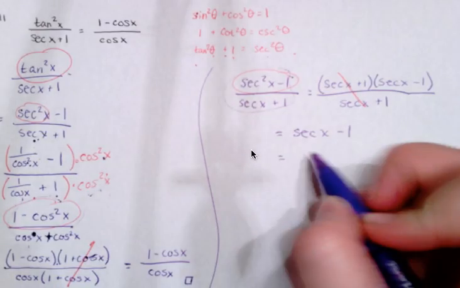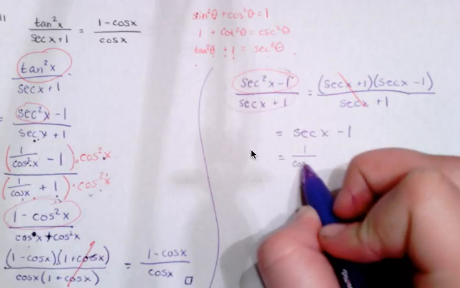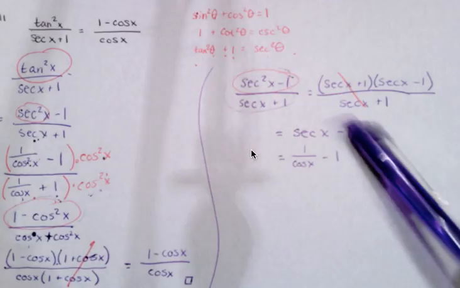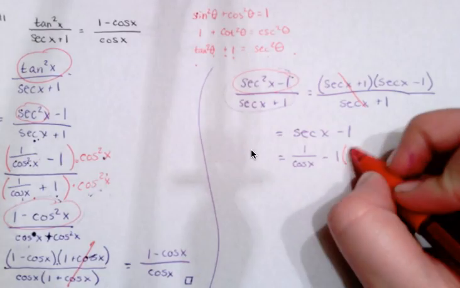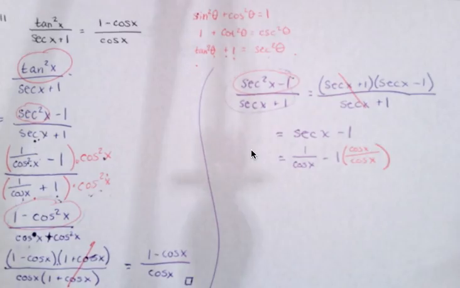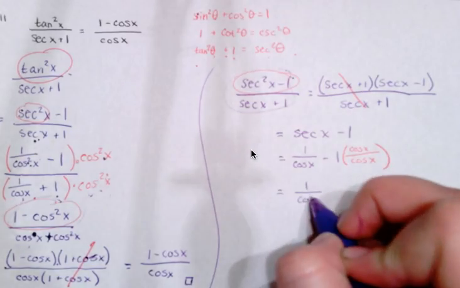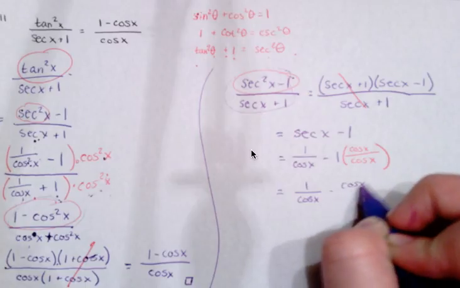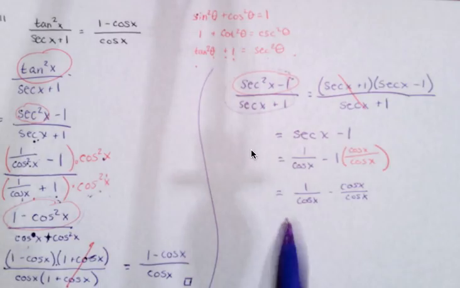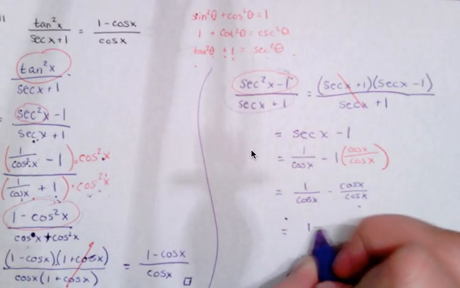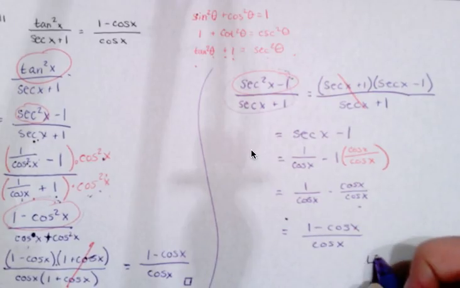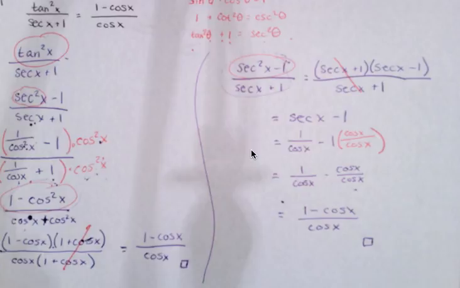We could rewrite that as 1 over cosine of x minus 1. Now, I want a common denominator, so I'm going to times 1 by cosine of x over cosine of x. So I get 1 minus cosine of x minus cosine of x over cosine of x. Alright, they have the same denominator, so now I can combine them. 1 minus cosine of x over cosine of x. Get the same thing, and it's in a lot less steps, and I think the algebra is easier.